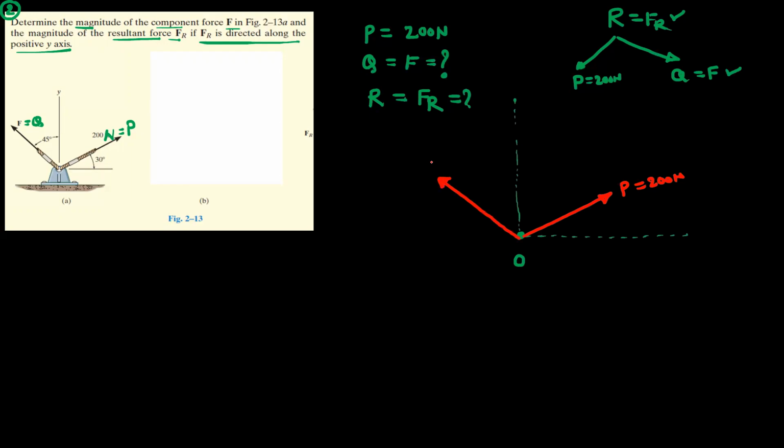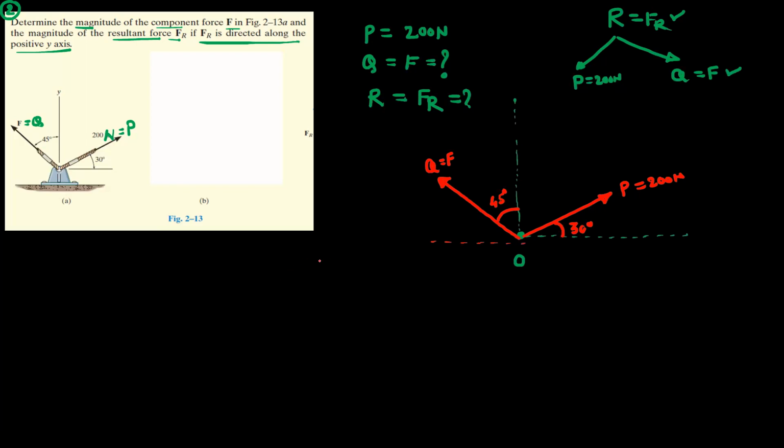The second force is a force Q, which is the F, and this is the unknown force. So we need to determine this value F. Now here the angle given for the force P is 30 degrees with respect to the positive x-axis. For the force Q, the angle given is 45 degrees with respect to the positive y-axis.